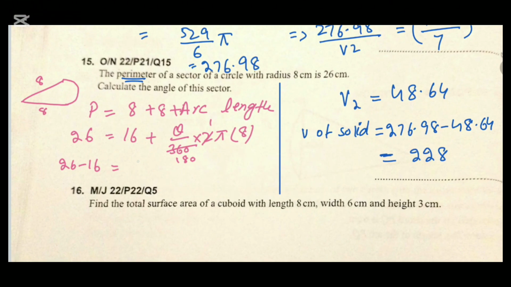theta over 180 multiply 8 pi. So after that, 26 minus 16, 10, multiply 180, divided by 8 pi is equal to theta. If you put it in the calculator, you will get 71.6. So that will be your final answer to this question, 71.6.